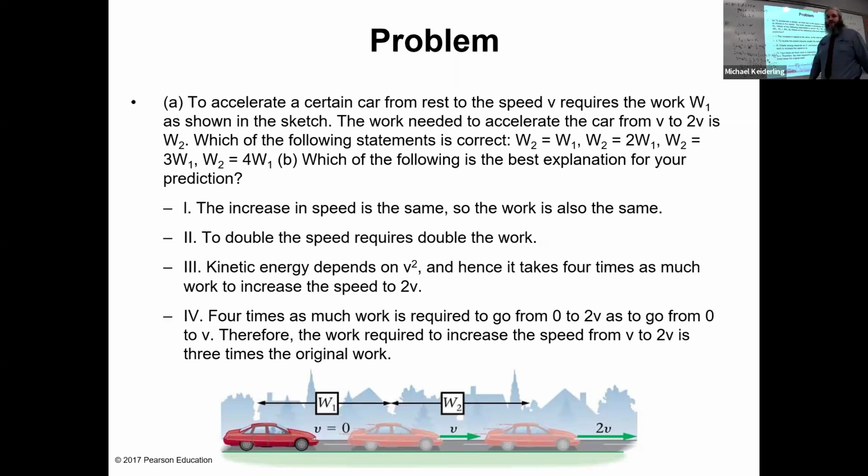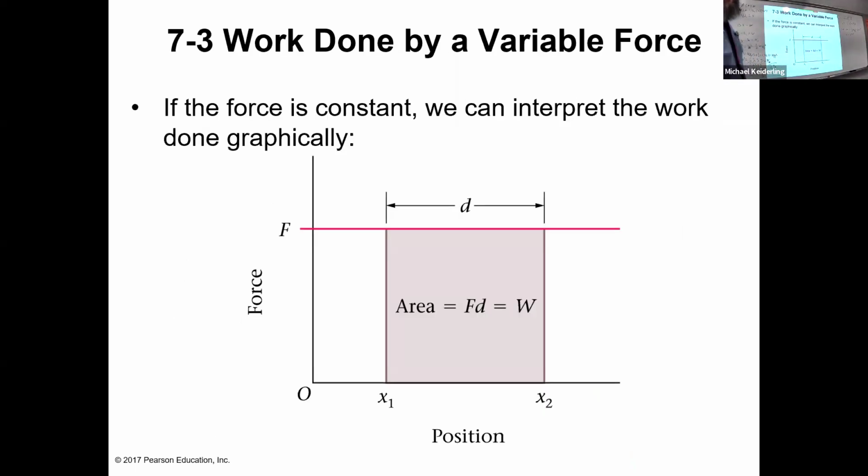Okay, so that was work. Let's talk about how we can talk about work done by a variable force. So we were talking about work done by a constant force. Well, if work is done by a variable force, a force that changes, it's basically the integral of force times distance, assuming force and distance are in the same direction. You can also include the angle. So if a force is constant, we can interpret the work done graphically as basically a rectangle.